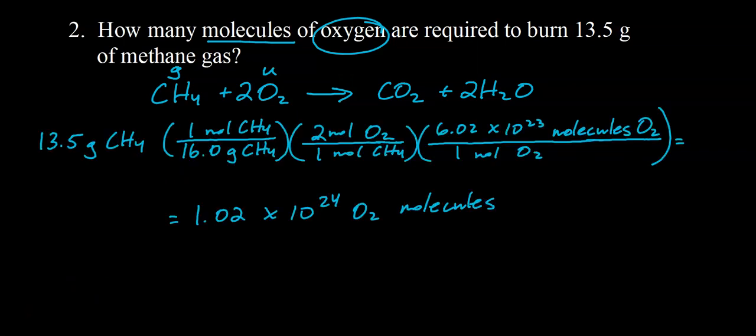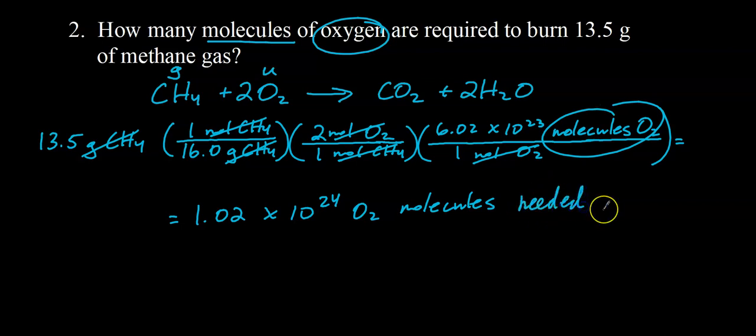So here's our setup. We start off with grams of methane converted to moles of methane using the molar mass. Then converted from moles of methane to moles of oxygen using the mole ratio from the balanced equation. And then from moles of oxygen to molecules. Sorry, I didn't cancel, but again, cancel as you go. So grams of methane cancels first, and then moles cancels, and then moles of oxygen cancels, and we're left with molecules of oxygen. And we get 1.02 times 10 to the 24th O2 molecules. I'm going to add a word here. That are needed. That's how many molecules of oxygen are needed to react with 13.5 grams of methane.